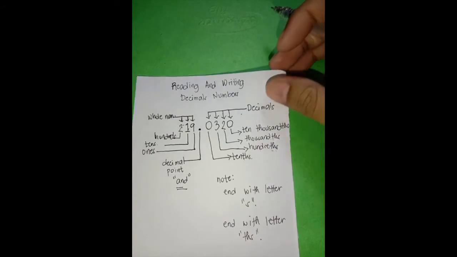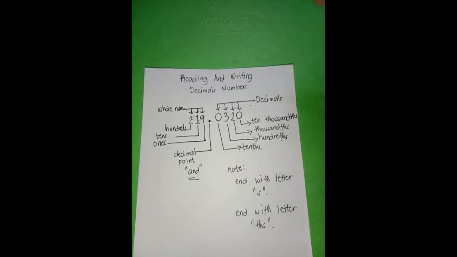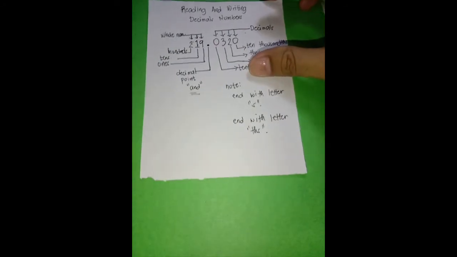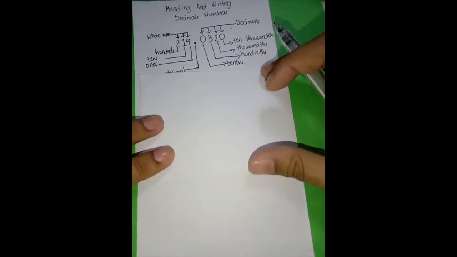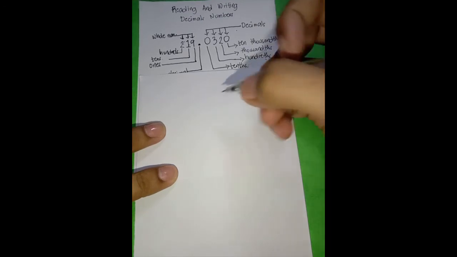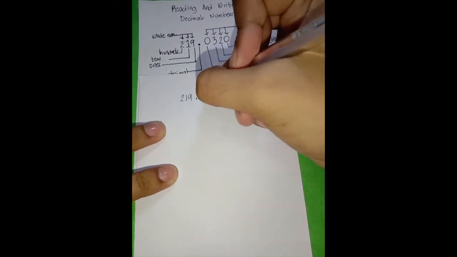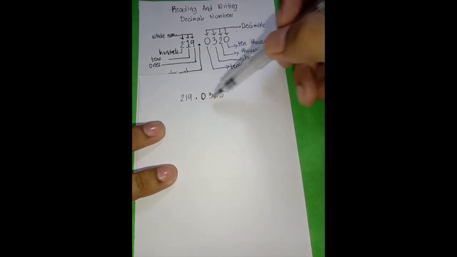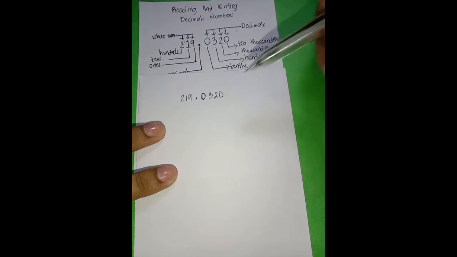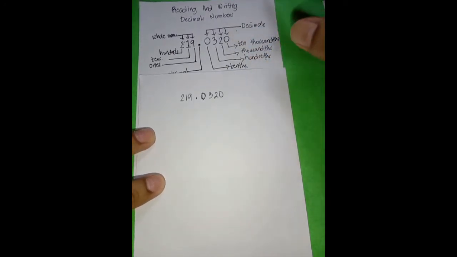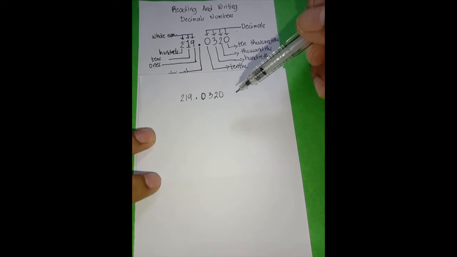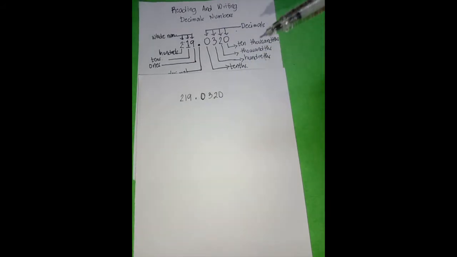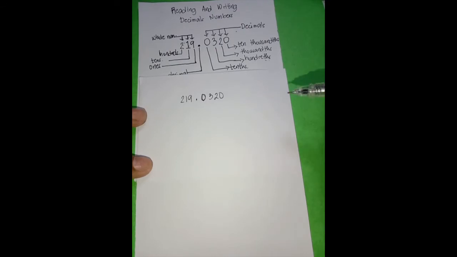So, let's proceed to reading and writing decimals. I will copy the given number, 219. When we write this in symbols, this is what it looks like. This is symbol form. Now, what if I write it in letters?